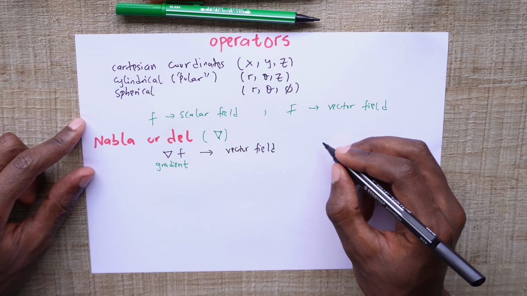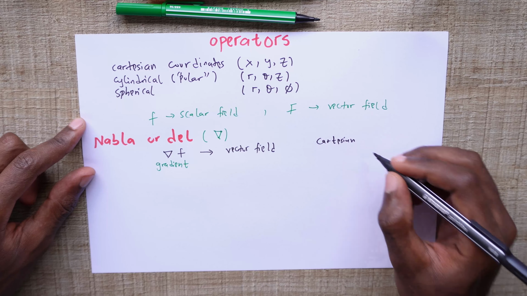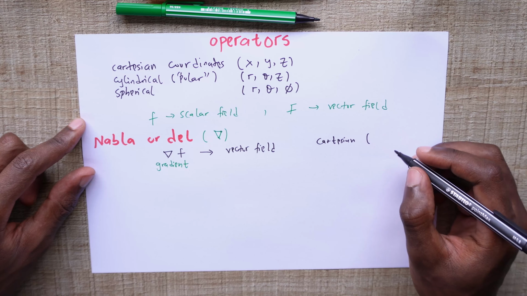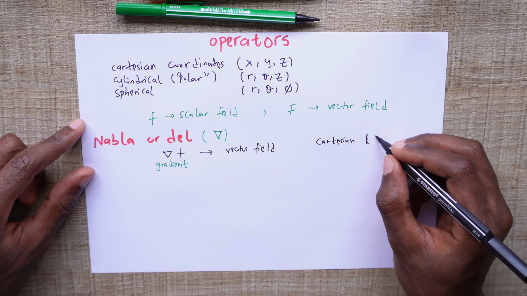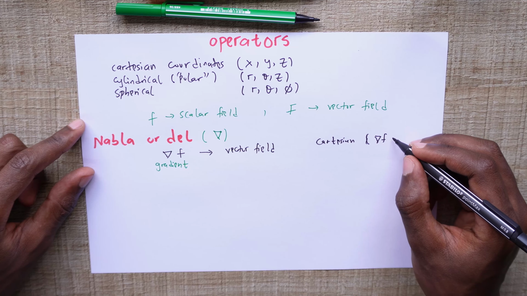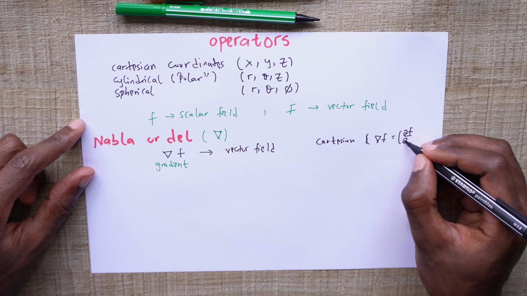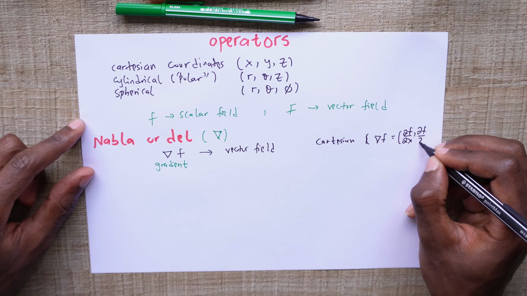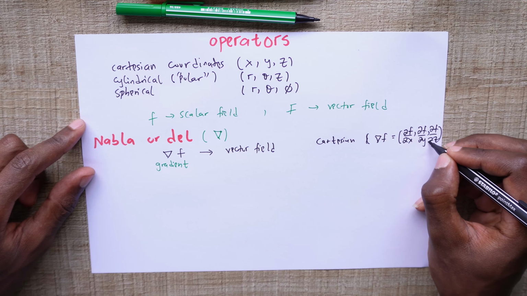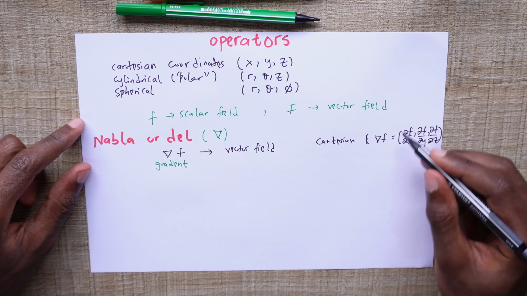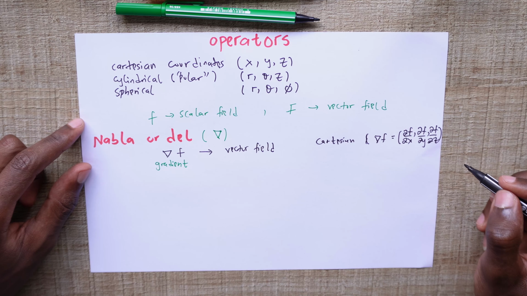So if we are in Cartesian coordinates, then the gradient of f has as expression del f del x, del f del y, and del f del z. So these are just the partial derivatives of the function along the various axes.